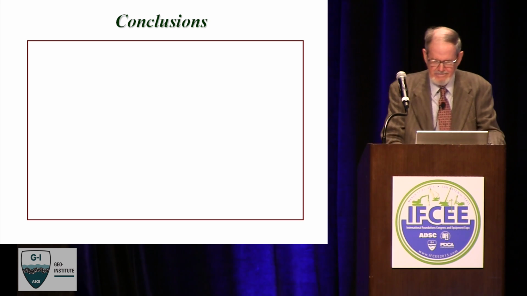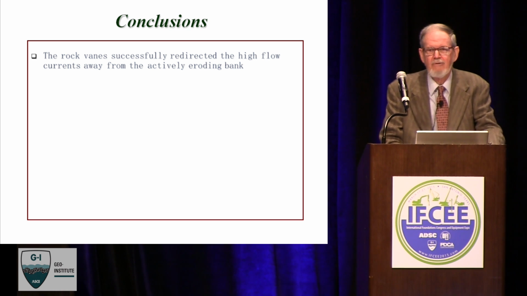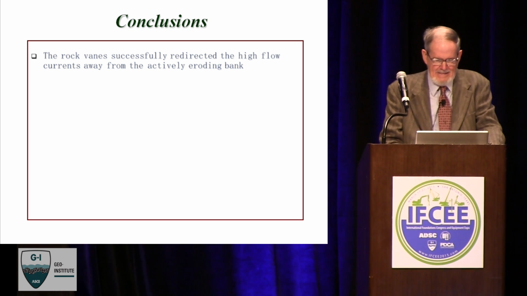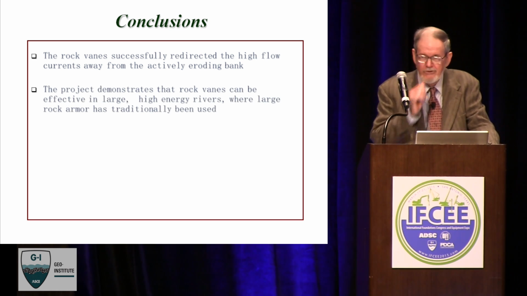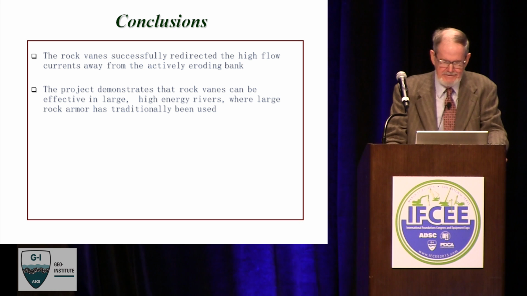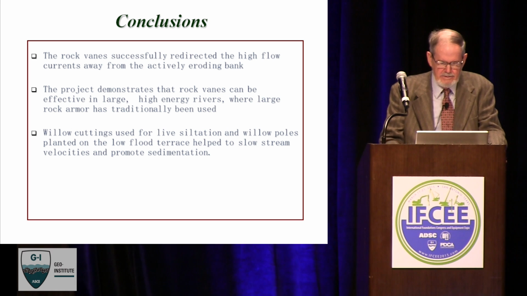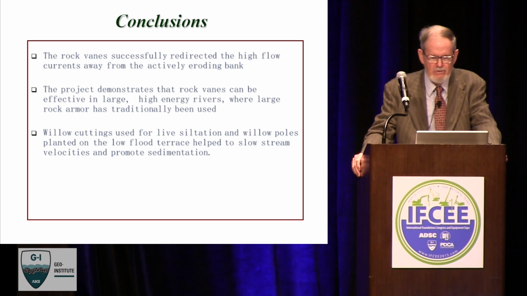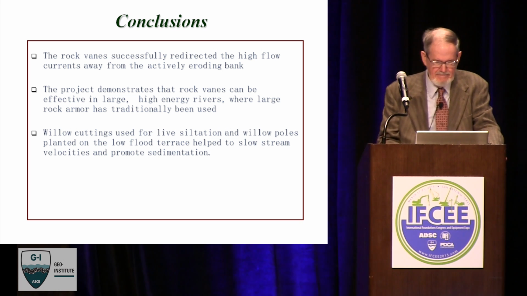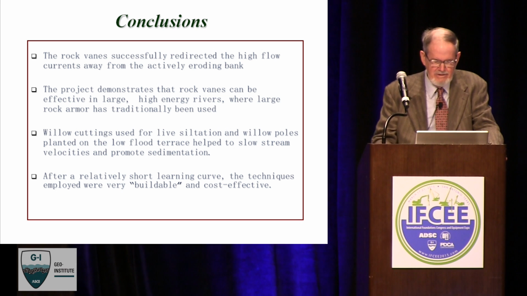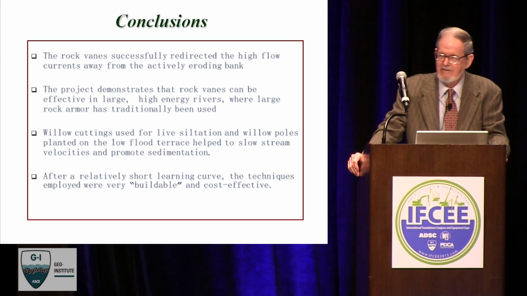Conclusions from this case history. Well, the rock veins have redirected high flows. The veins are effective in high energy rivers, such as the Russian River. Live siltation and the willow poles have helped to slow stream velocities and promote sedimentation. And lastly, these biostabilization techniques were quite buildable and cost-effective.